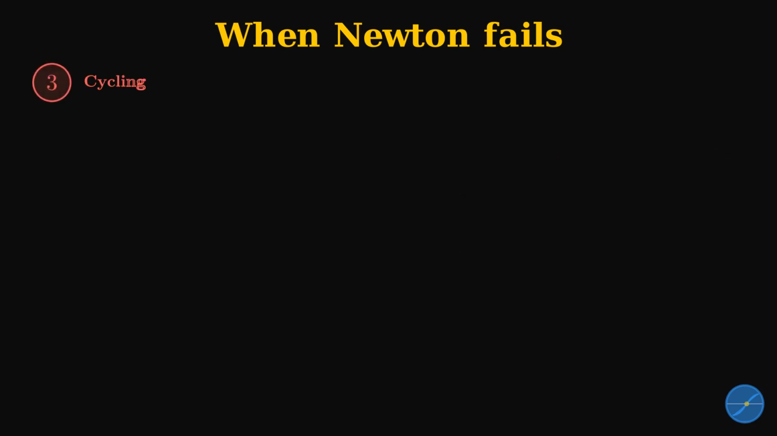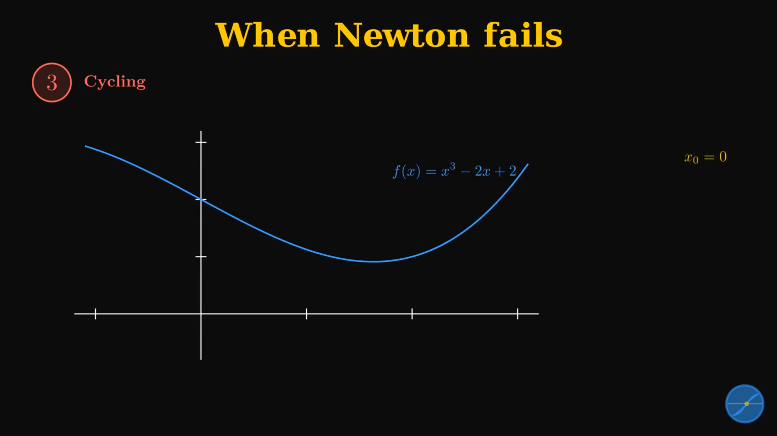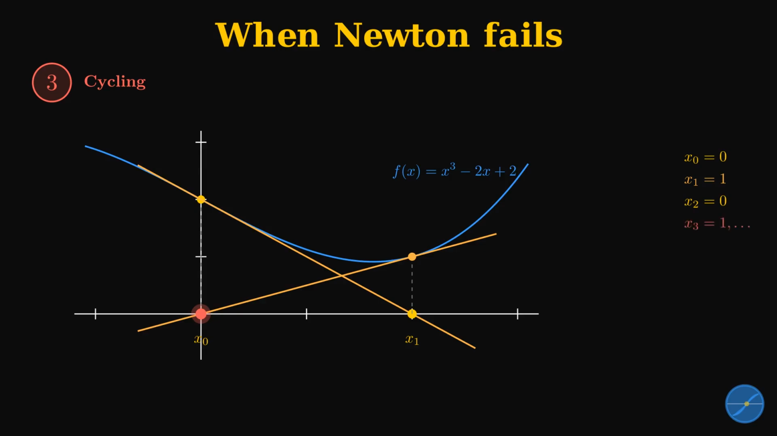Failure number 3, the sneakiest, is cycling. Take f of x is equal to x cubed minus 2x plus 2, starting at x naught is equal to 0. The tangent at 0 lands at x1 is equal to 1. So far so good, we have moved to 1. But the tangent at 1 sends us straight back. x2 is 0 again, exactly where we started. And x3 is 1, x4 is 0 and it keeps oscillating between 0 and 1. Tangent at 0 lands at 1, tangent at 1 lands back at 0.